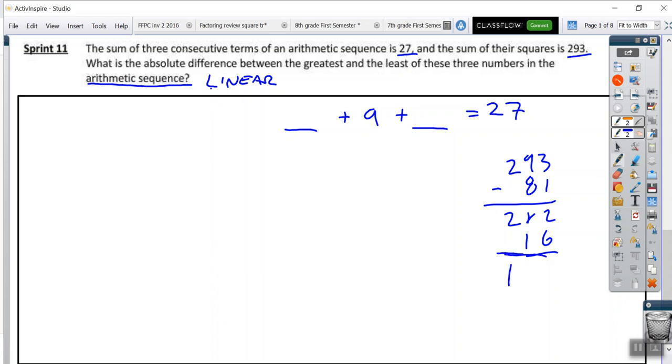And what is 14 squared? 196. Okay, so that means 4 and 14. Oh, well, that's not too bad. Now we just find the difference between the largest and the smallest, so it's 10. That was way easier. So there you go.